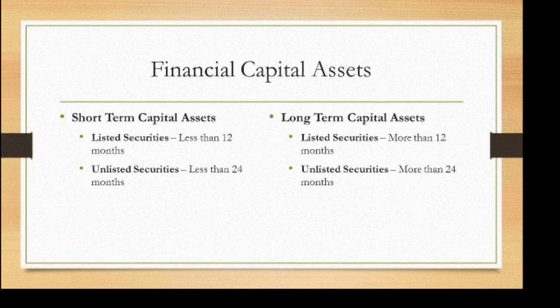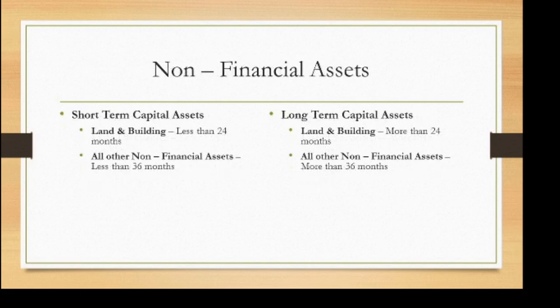Unlisted securities: if the holding period of unlisted securities is less than 24 months, then it is a short term capital asset. I'll repeat, if the holding period of unlisted securities is less than 24 months, then it is a short term capital asset, and if the holding period is more than 24 months, then it is a long term capital asset. Now, for non financial assets, for land and building, if the holding period is less than 24 months, then it is a short term capital asset. And if the holding period is more than 24 months, then it is a long term capital asset.